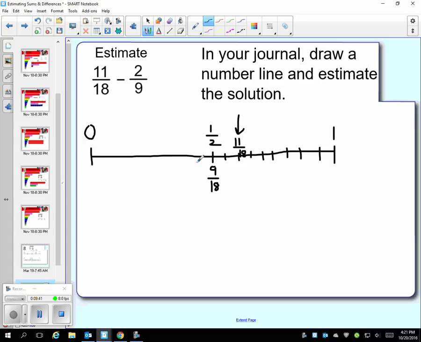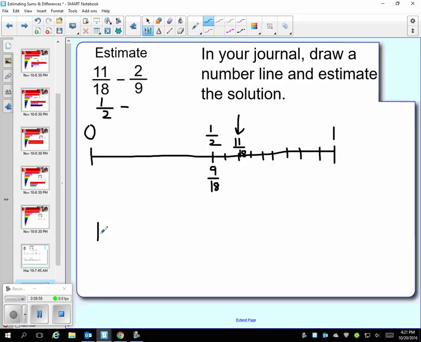So would you say that this is closer to a half or closer to a whole? Yeah, I would think it would be closer to a half. So we're going to estimate that 11/18 is close to a half. Minus, now we got to figure out where 2/9 is.